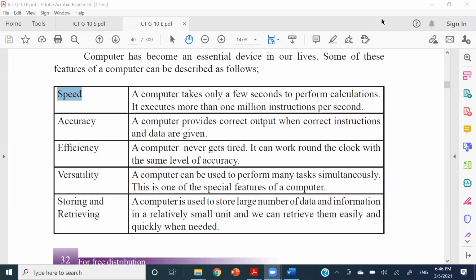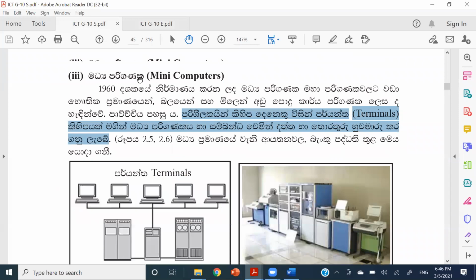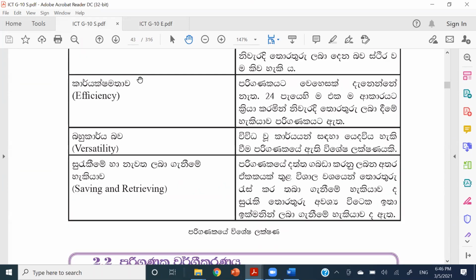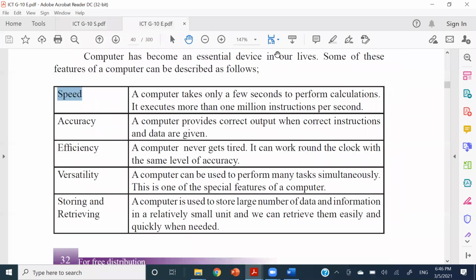You can refer to the Sinhala words from the Sinhala PDF if you download it. But for versatility, it says Bahukarya Bhava. It's not Bahukarakshamathawa, son. It's Bahukarya. Right? Okay, so now this versatility, as I told you, is about doing many tasks simultaneously. So that means at the same time. Doing many tasks at once.